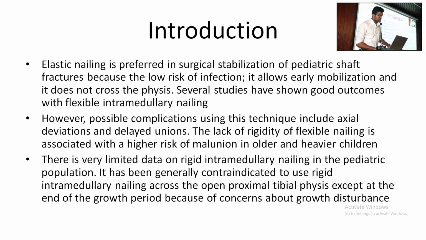Elastic nailing is preferred in surgically stabilized pediatric shaft fractures because of the low risk of infection. It allows early mobilization and does not cross the physis. Several studies have shown good outcomes with flexible intramedullary nailing. However, possible complications of the technique include axial deviation and delayed union. The lack of rigidity of flexible nailing is associated with a high risk of malunion in older and heavier children.